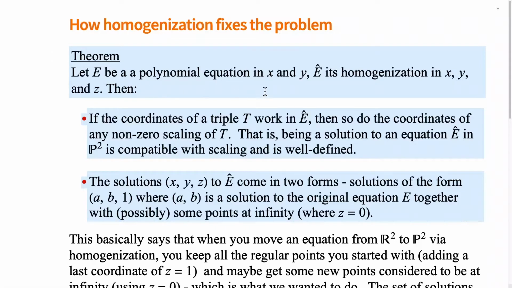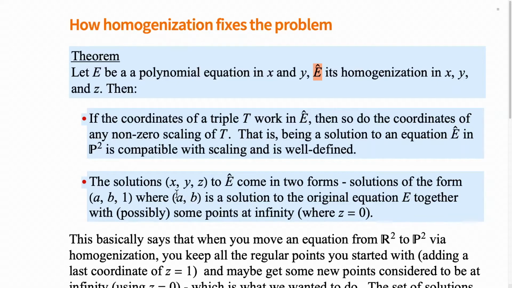Let E be an equation in x and y, and we'll let E hat be its homogenization in x, y, and z. Then two things have to be true. First, if the coordinates of a triple work in E hat, then so do the coordinates of any non-zero scaling of it. They'll work as well. That is, being a solution to the equation E hat in P2 is compatible with scaling. When you scale a solution, it still works, and that means being a solution is well defined.